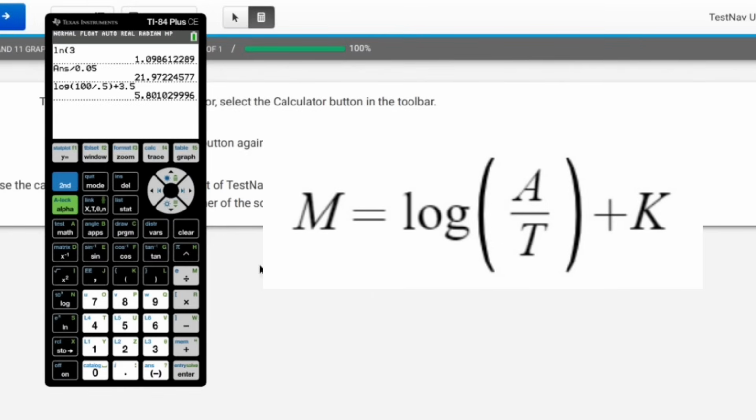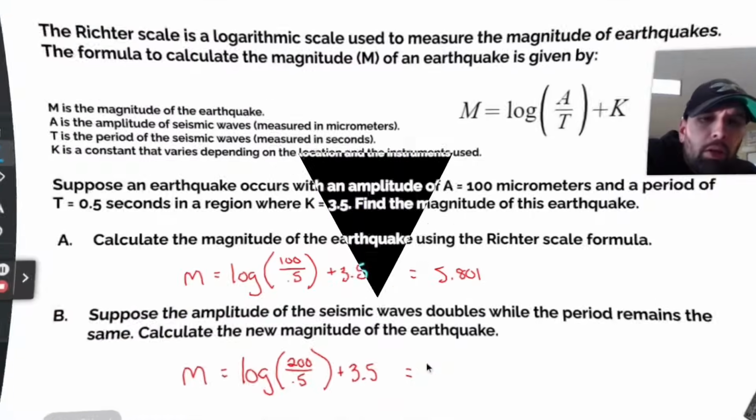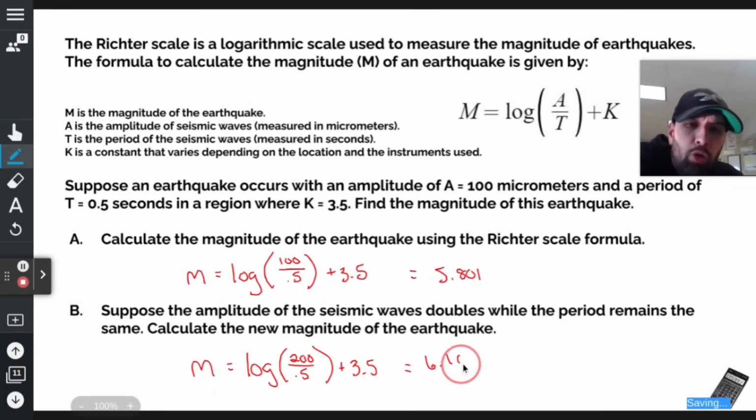The only difference between this one and the last one is that I have a 200 instead of a 100. So let's do this little trick. If you hit second, enter, it brings back all the stuff that we just typed out. So let's go over here and make it a 200 and hit enter, and that's our new value, 6.102. So by doubling what's inside the log base 10, it doesn't really change a whole lot, hardly at all. And that's because when you take 10 to the stuff, changing the inside by what seems like a lot, double, isn't going to change the whole thing by a ton.